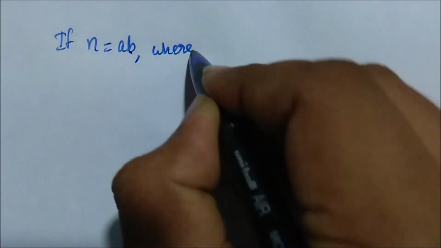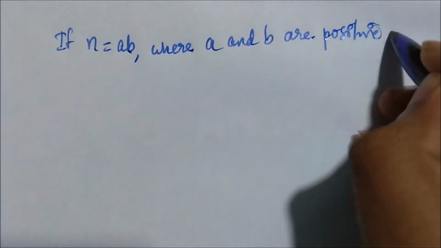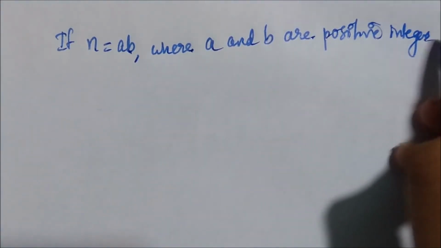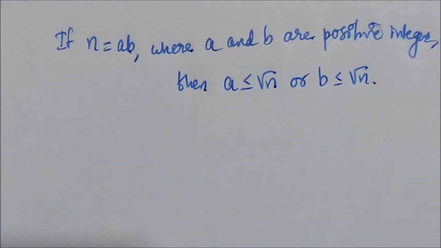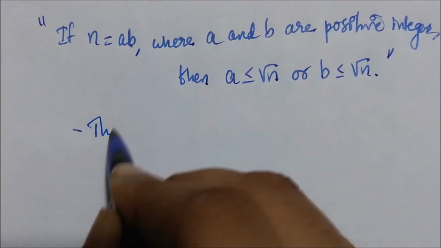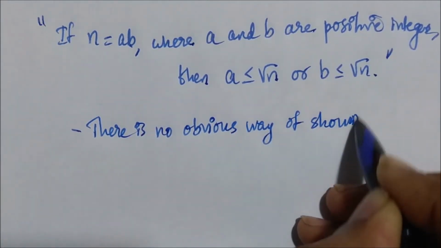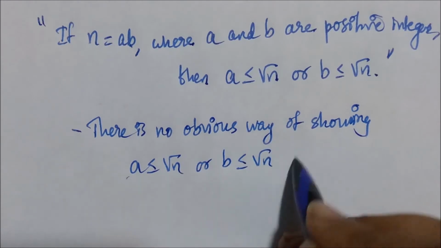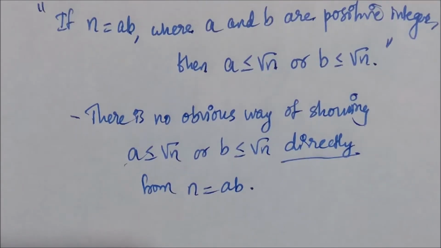Alright, let's take another example. Now the statement here that we want to prove is, if n equals ab, where a and b are positive integers, then a is at most root n or b is at most root n. Now there is no obvious way of showing that a is at most root n or b is at most root n starting directly from the equation n equals ab, right? And hence we attempt a proof by contraposition here.